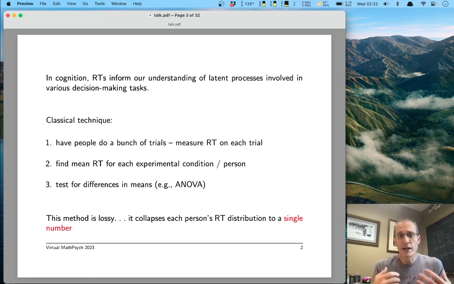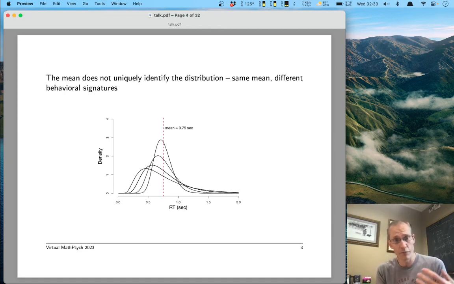Now this method is very lossy, right? It collapses each person's response time distribution to a single number, the mean or the median. That's a lot of information that's being lost. So is that a bad thing? Well, I would argue that it is. So for one thing, the mean, if we just focus on that, the mean does not uniquely identify the distribution of response times that it came from.